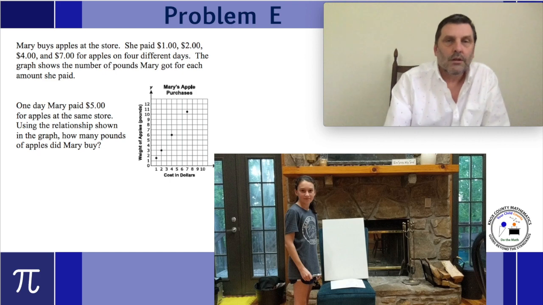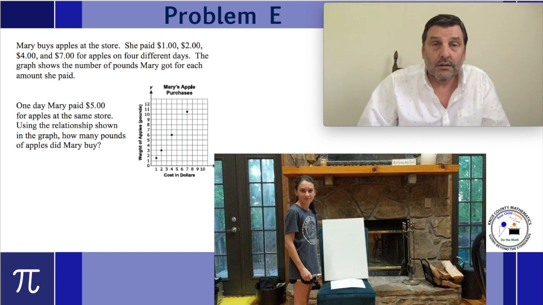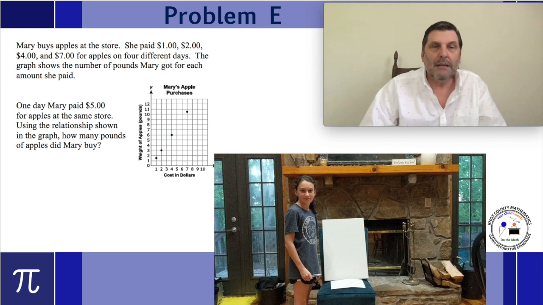Okay, problem E. Now we're talking about one day Mary buys apples at the store. She paid $1, $2, $4, $7 for apples on different days. We've got a graph down there that shows that relationship. One day Mary paid $5 for apples at the same store. How many pounds did she buy?